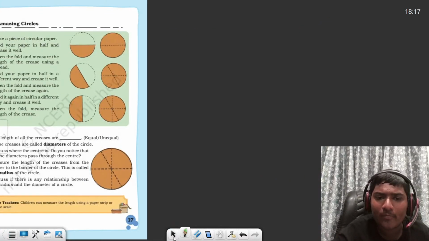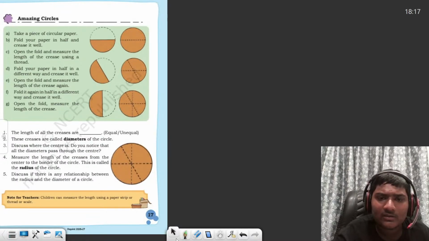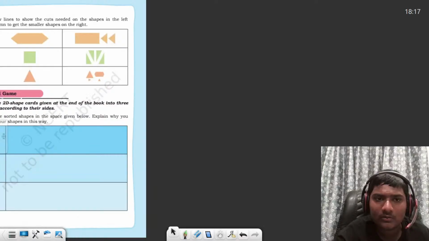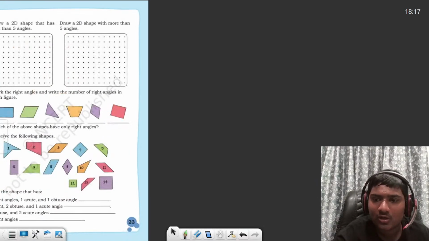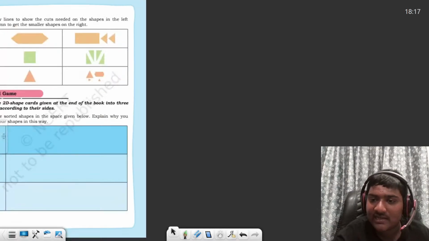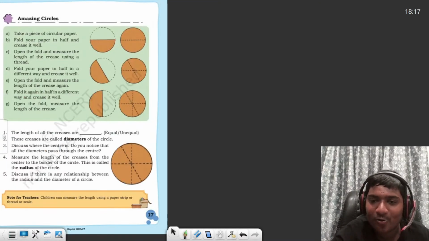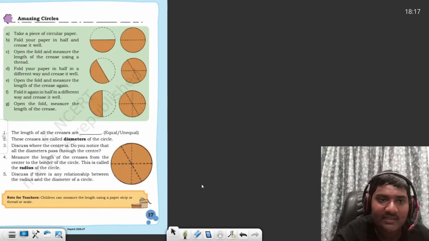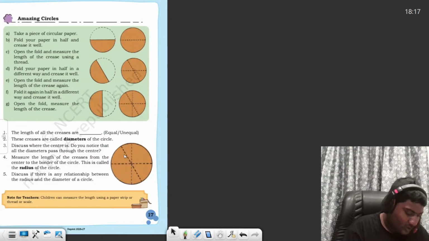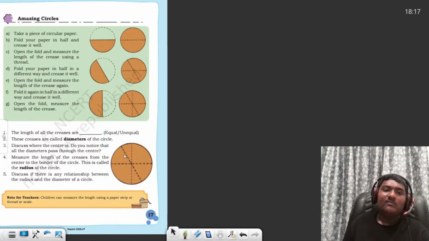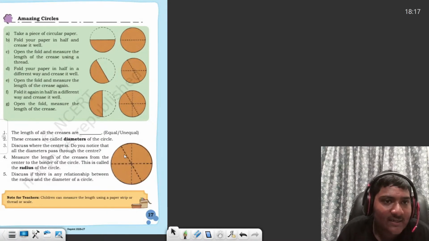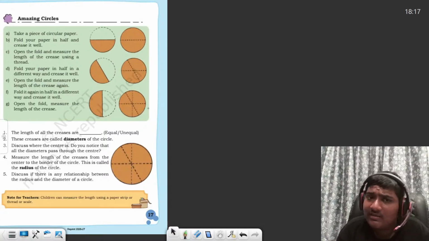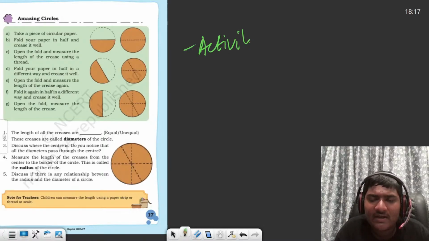Amazing circles. Let us learn about circles, children. It is also an important topic. There are 31 slides, of which we have done only 24. Let's quickly move, children. It's been more than 1 hour that we are taking. Take a piece of paper; this is an activity you have to do on your own, children. But practically, I will explain to you.